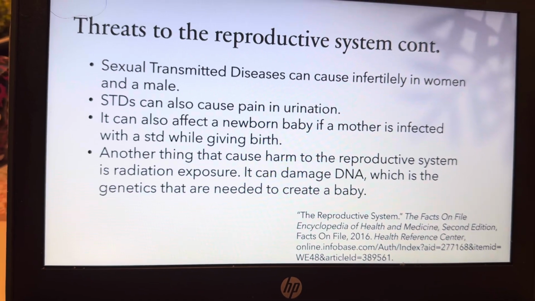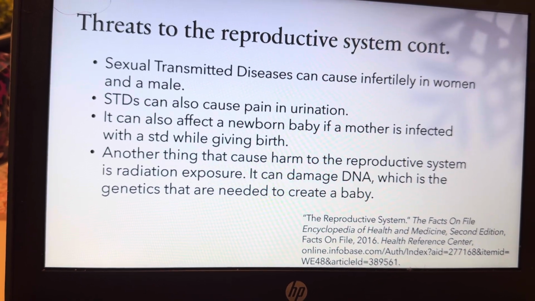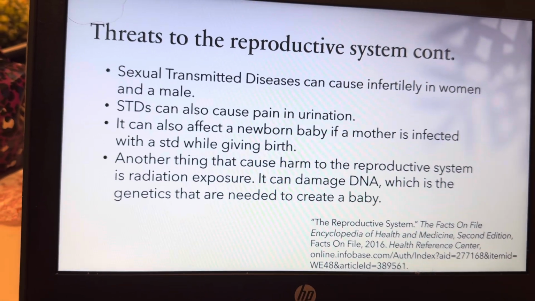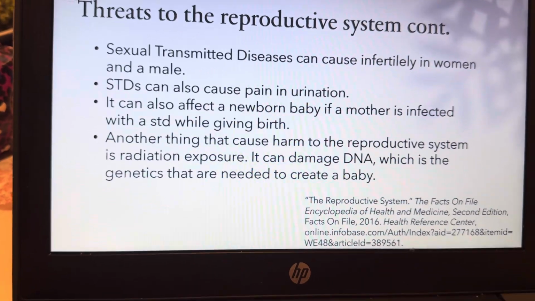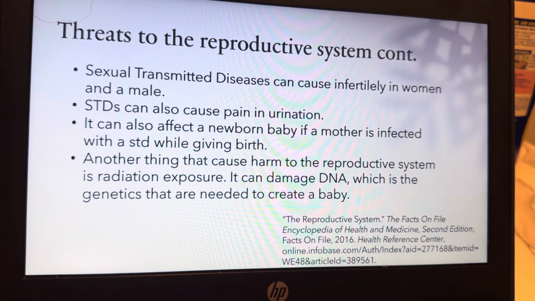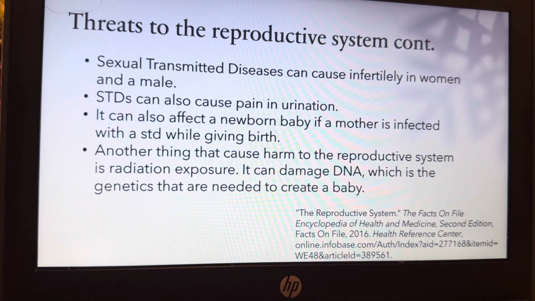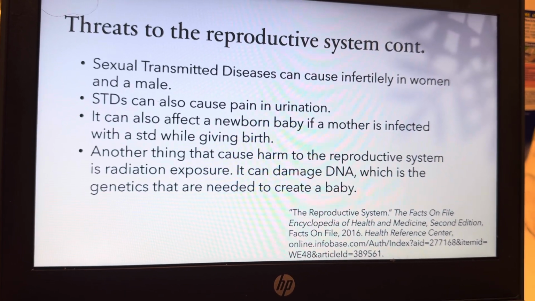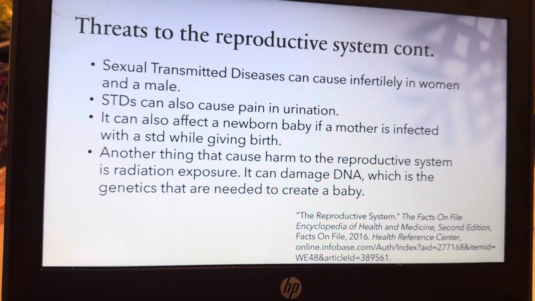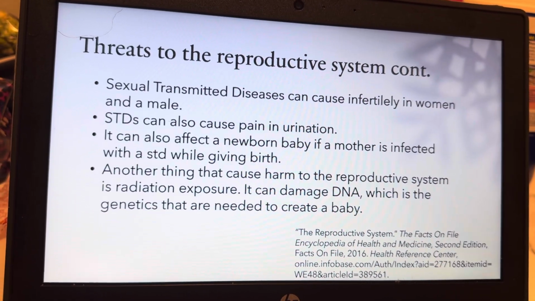And when you have an STD for a long time and it goes untreated, it can cause many effects such as infertility. It can also affect babies when they're born if they go through the canal and the mother is infected and it's not being treated. It can also cause long-term effects with the child as well. Another issue that can cause harm to the reproductive system is radiation exposure, which can damage DNA, the genetics that are needed to create a baby.